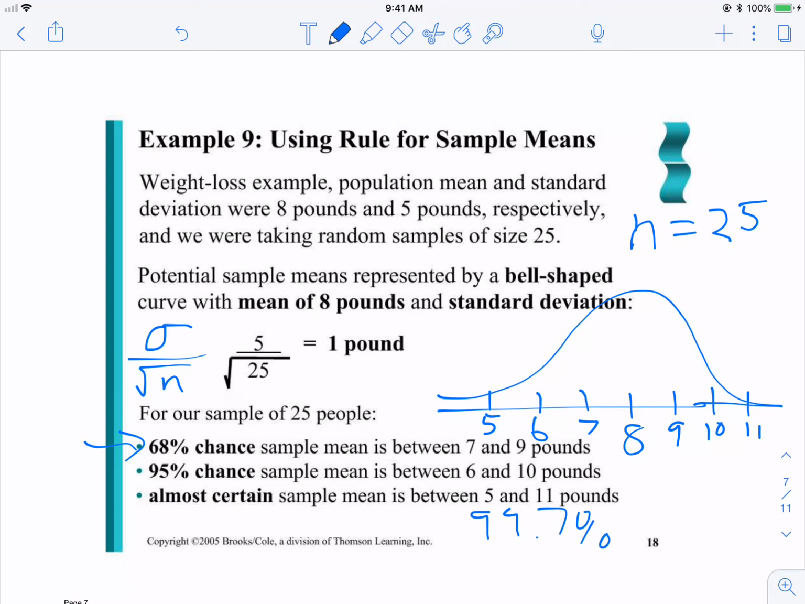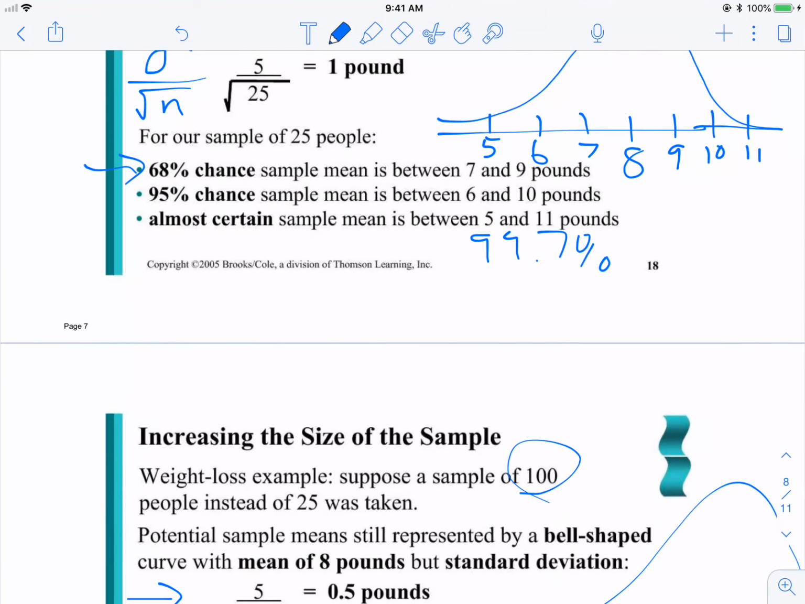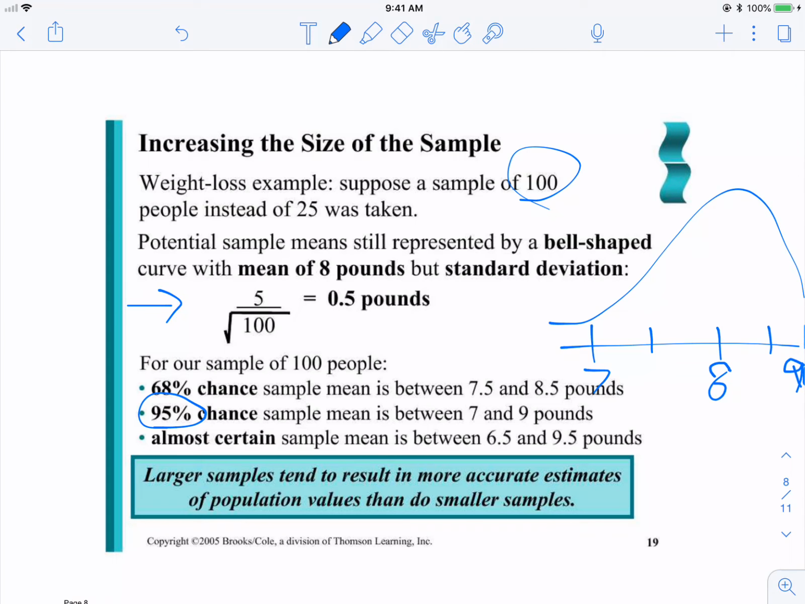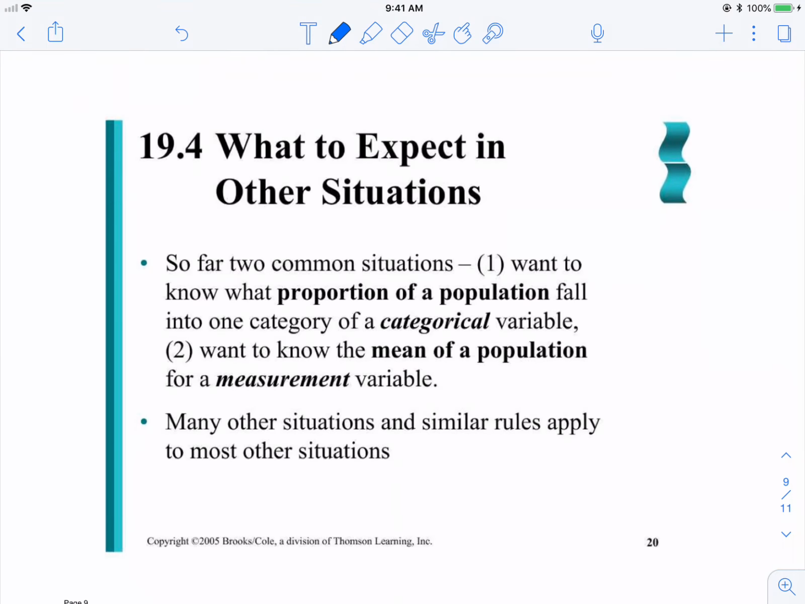The bigger the sample size, the more certain we are with our estimates. Larger samples tend to result in more accurate estimates of the population values than do smaller samples. If you observe these trends happening over a larger sample, you're more certain that that's what's actually happening in the population.